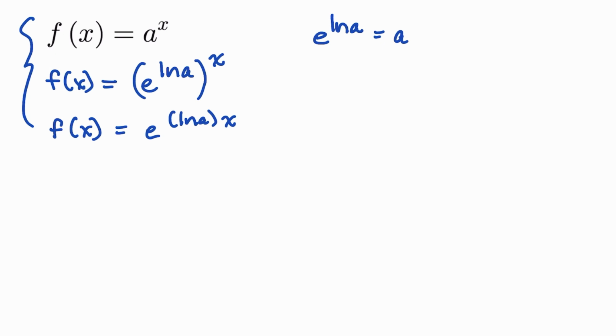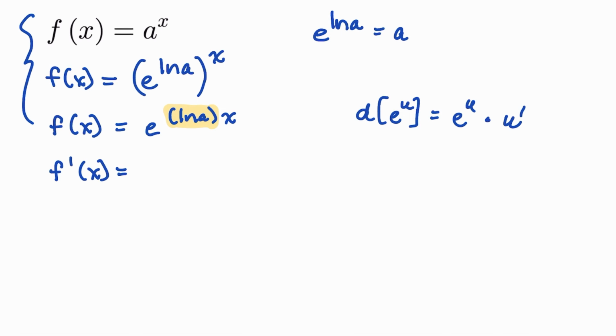So we know that the derivative of e to the u is e to the u times the derivative of u. And we're going to use that fact to find the derivative of this expression. So we have f prime of x is equal to, now remember, this natural log of a is basically just a constant. So we're going to use that when we find our derivative. So that means the derivative of e to the natural log of a times x is e to the natural log of a times x, e to the something, times the derivative of the something.